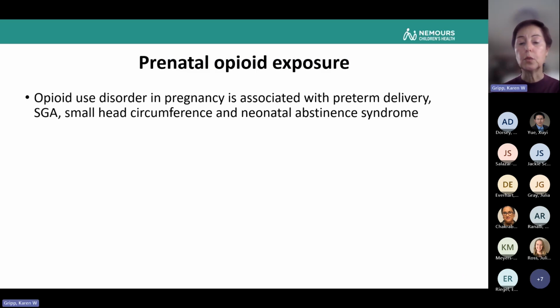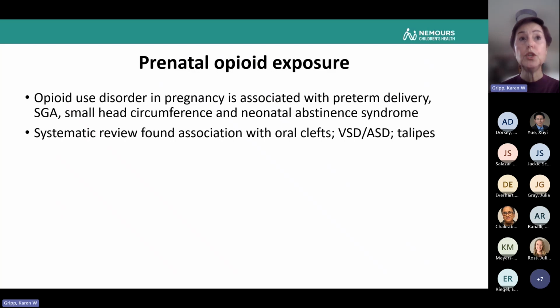So when we look at what we know about prenatal opioid exposure, we do know that some meta-analyses have shown that this could result in oral clefts, cardiac defects, and talipes equinovarus or clubfoot. But I have to mention that this is not found in every single study.